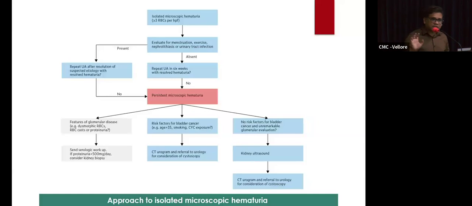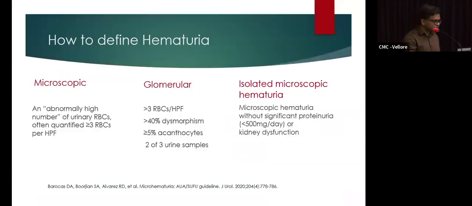If there are risk factors, if the patient is older, say more than 35 years old, or has received cyclophosphamide, you can consider renal cell carcinoma and proceed with a CT urogram and urological referral. But if there are no risk factors for bladder cancer or renal cell cancer, then you can evaluate with ultrasound and follow it with CT.